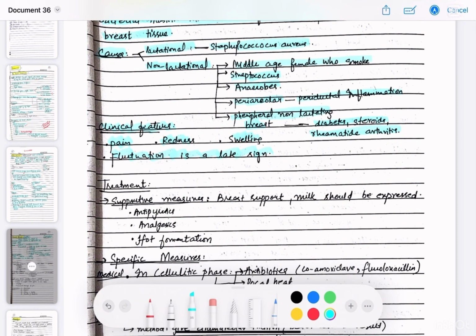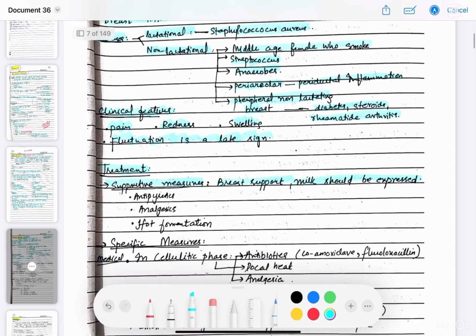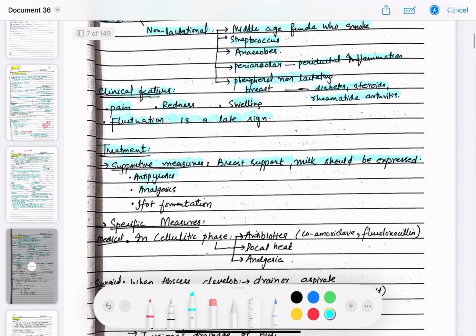Now what are the treatment options for breast abscess? So these are supportive measures, that is breast support, and milk should be expressed, and antipyretics, analgesics, and hot fomentation is done. This is the supportive management. You will provide support to the breast, take antipyretics and analgesics, do the hot fomentation, and the milk should be expressed. Now the specific measures are both medical and surgical.